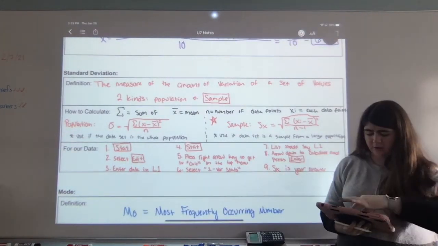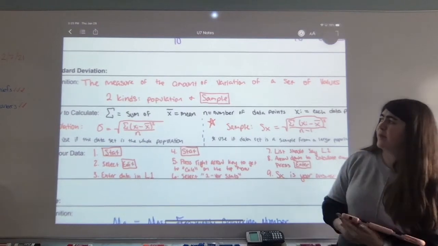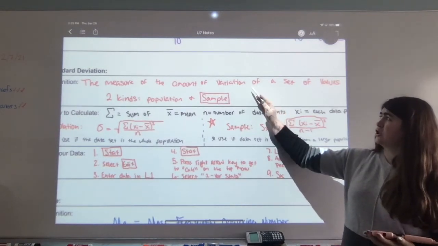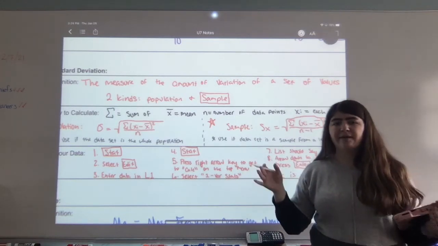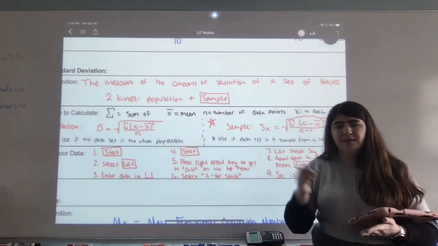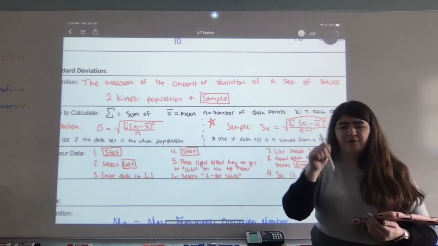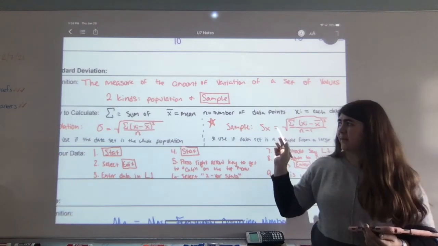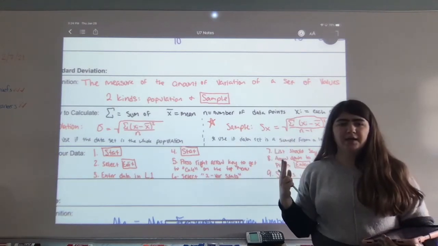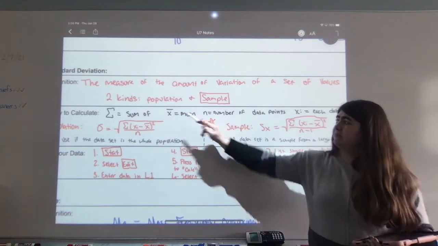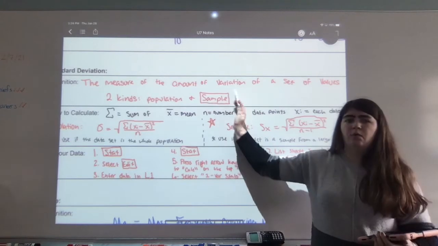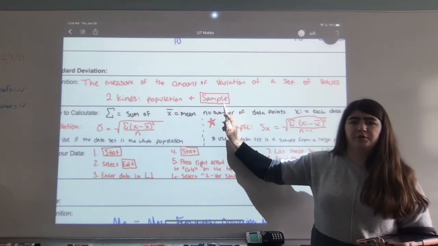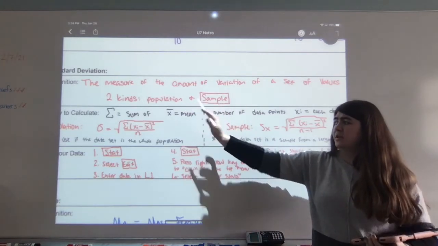The definition of standard deviation is the measure of the amount of variation of a set of values. So you are finding, on average, how far away each data point is from the average. That's what that means. We have two kinds of standard deviation: population and sample. This class is going to almost always be using sample. You're probably never going to use population in this class.